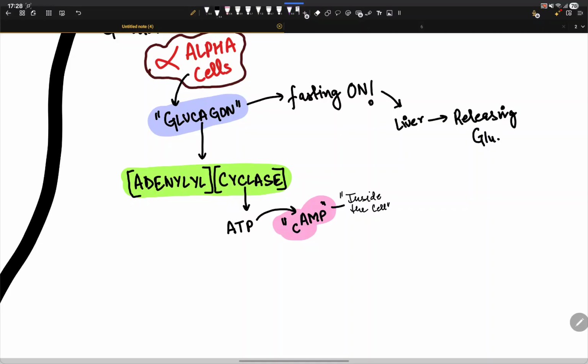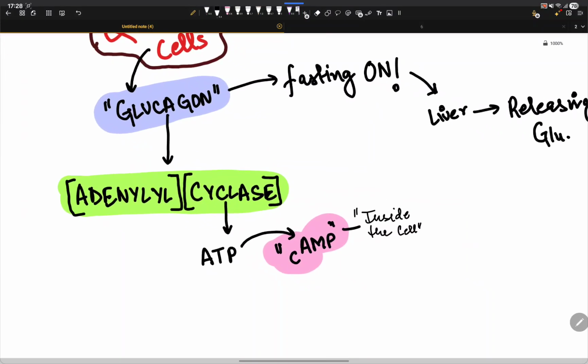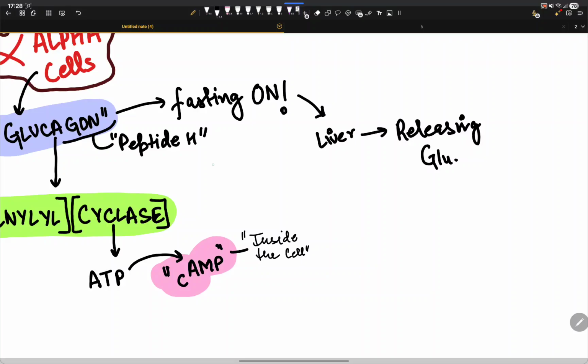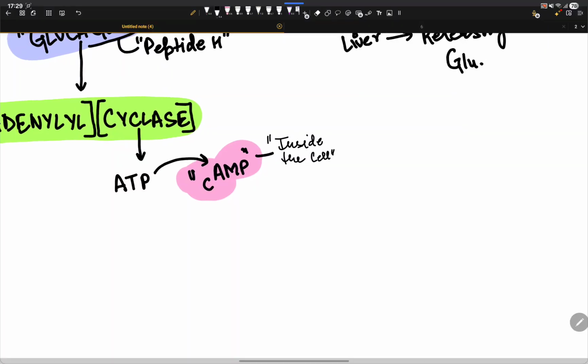Because glucagon is a peptide hormone. It's a protein hormone. So that's why it cannot cross your cell membrane. Peptide hormones are largely hydrophilic, which means they are very much water soluble. They cannot diffuse through the lipid, that is fat, membrane that your cell has. Instead, they bind to the receptors present on the cell membrane, and those receptors create this cAMP.